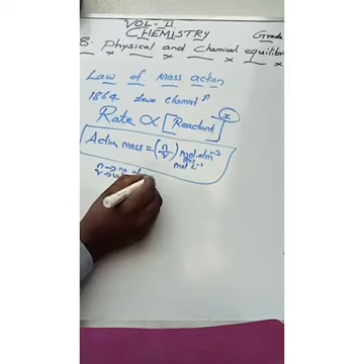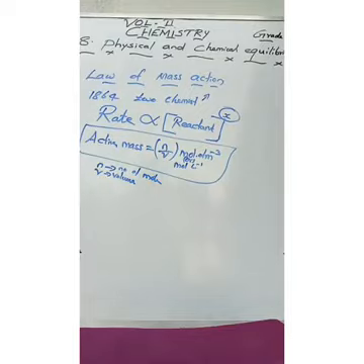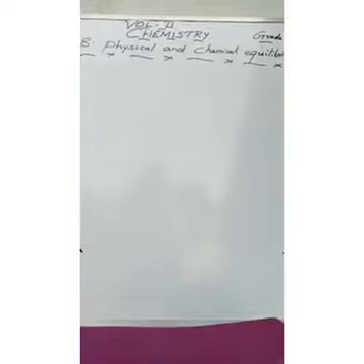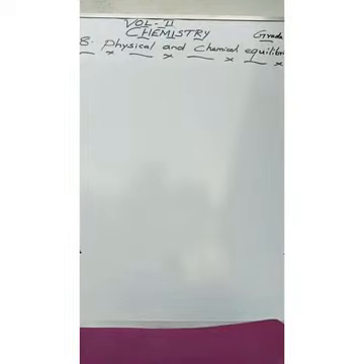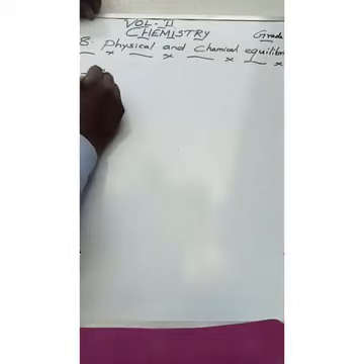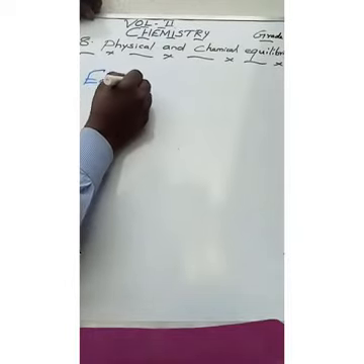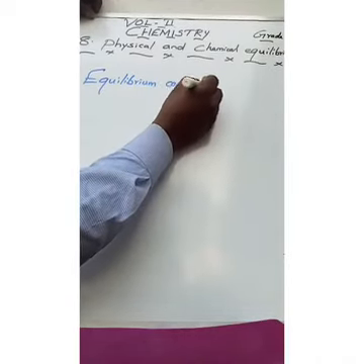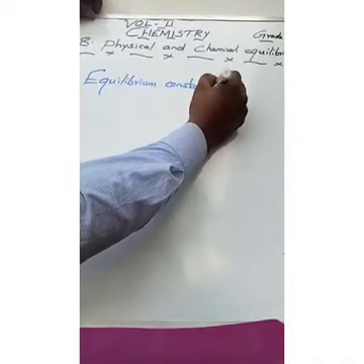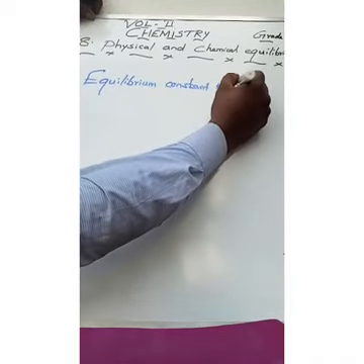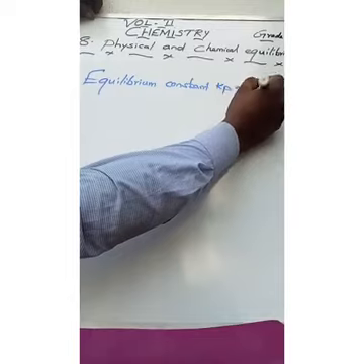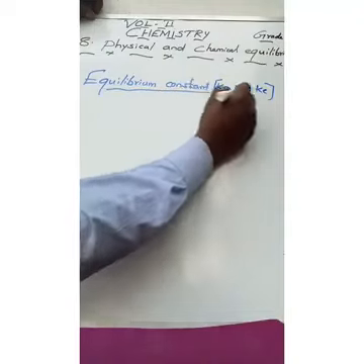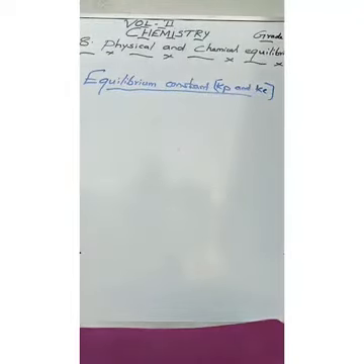Next we will discuss one of the very important 3-mark questions. Please, my dear children, try to learn this question thoroughly. Equilibrium constant Kp and Kc. Equilibrium constant Kp and Kc, one of the very important questions.